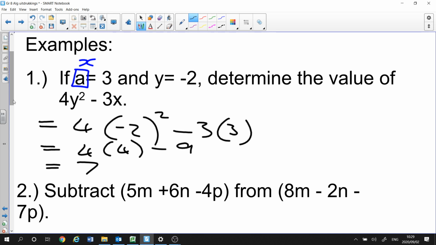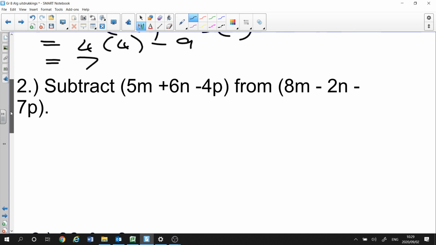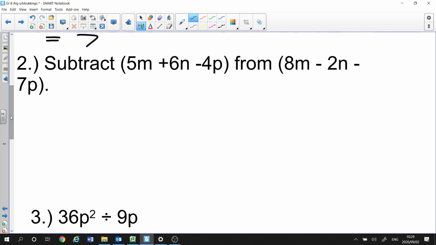Alright, that is substitution. Now, I don't know if you can remember, the next one, you all make the same mistake. Subtract 5m plus 6n minus 4p from 8m minus 2n minus 7p. Now the common mistake that you make, you're going to state this expression minus this one. Alright, but please, it is not the same.